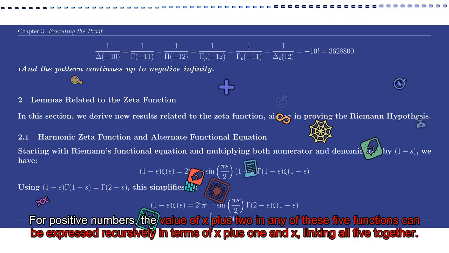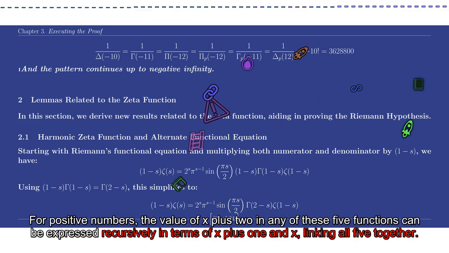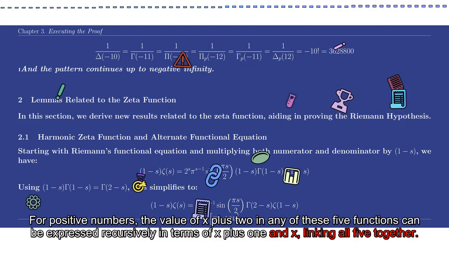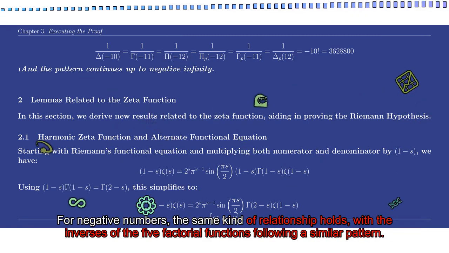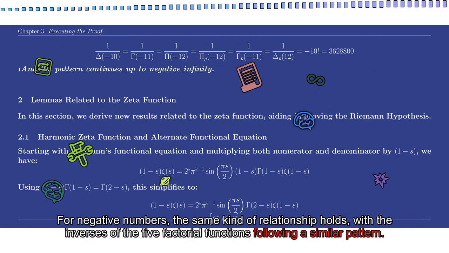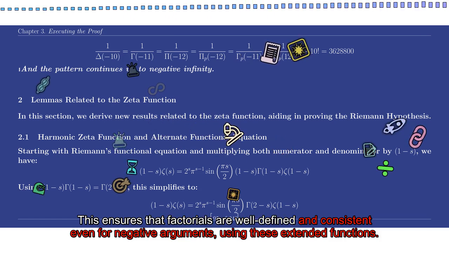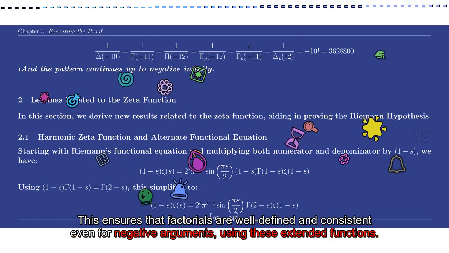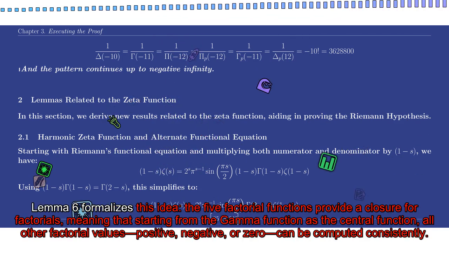For positive numbers, the value of x plus 2 in any of these 5 functions can be expressed recursively in terms of x plus 1 and x, linking all 5 together. For negative numbers, the same kind of relationship holds, with the inverses of the 5 factorial functions following a similar pattern. This ensures that factorials are well defined and consistent even for negative arguments using these extended functions. Lemma 6 formalizes this idea.